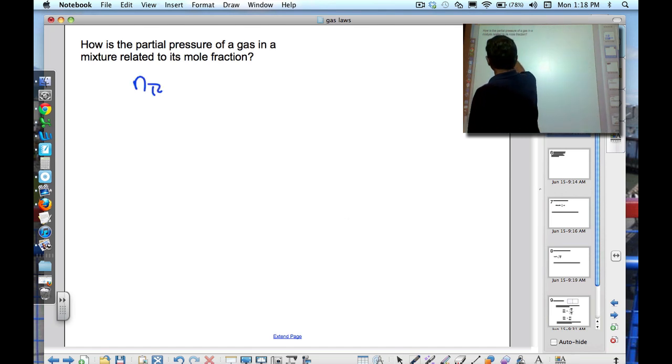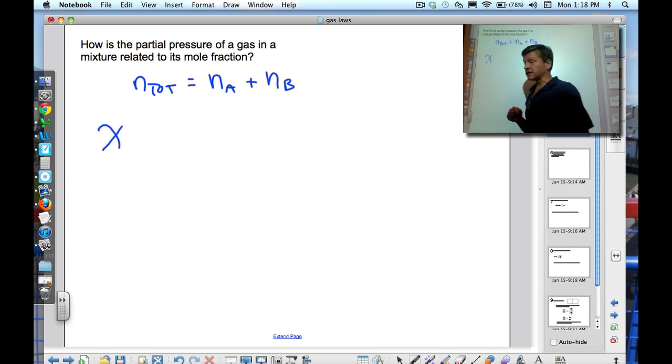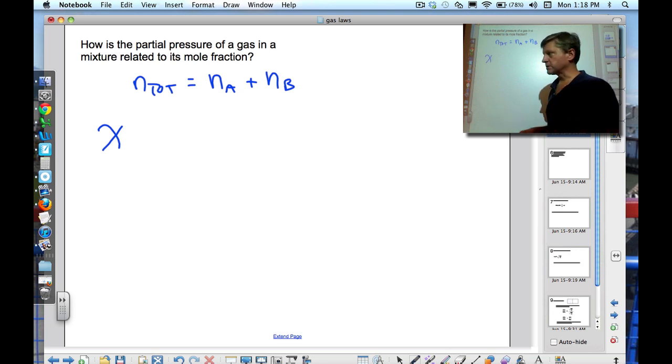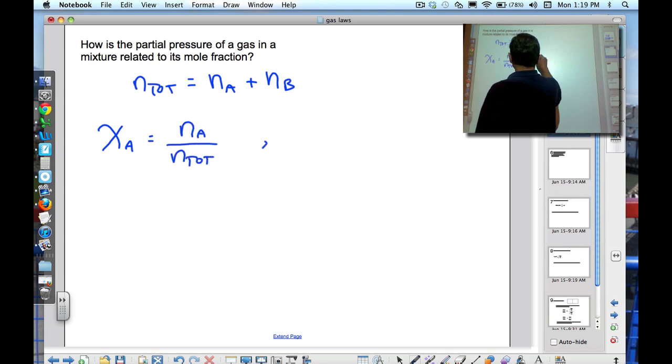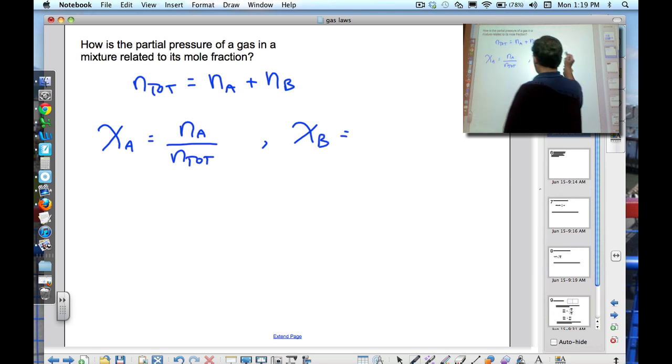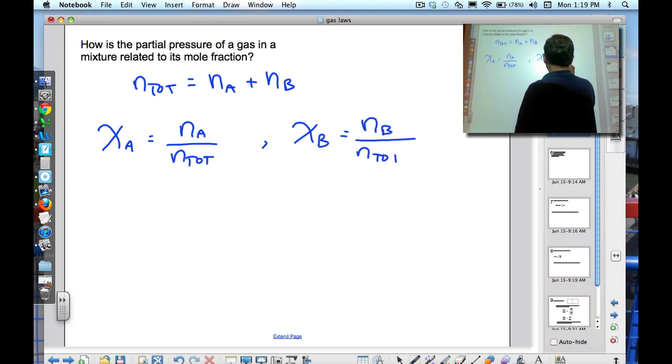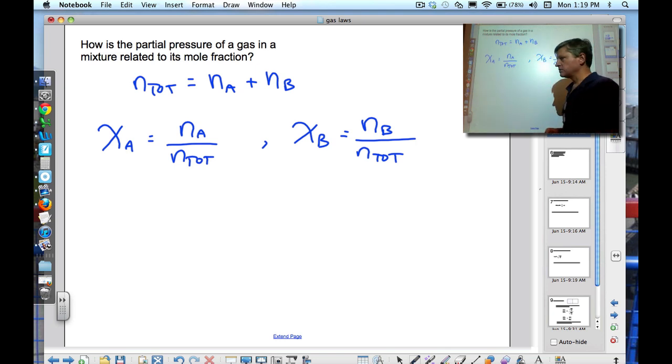So our total number of moles is equal to the moles of A plus the moles of B. The mole fraction, that's not an X, by the way, that's an uppercase Greek letter chi, which is what we use to represent mole fraction. So the mole fraction of A is simply going to be equal to the moles of A divided by the total moles. And the mole fraction of B is simply going to be the moles of B divided by the total moles. All right?